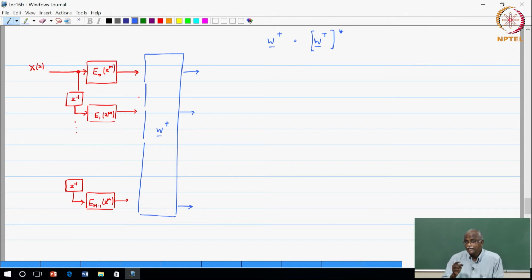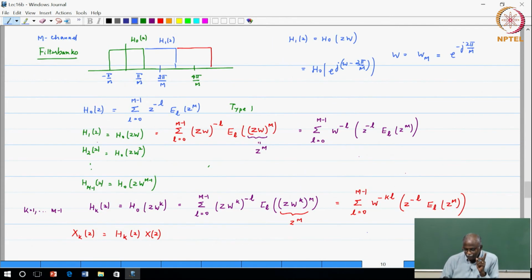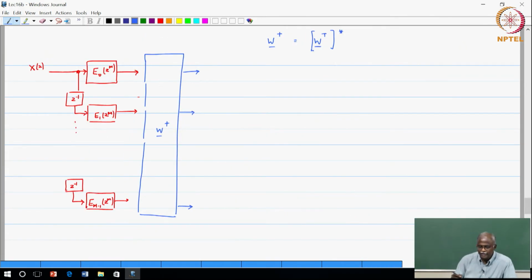Now, we also had another result I want you to keep in mind. When you have a signal which is band limited to 2 pi over m, anywhere in the 0 to 2 pi range, you can downsample by a factor of m without aliasing. So, which means that in the general case you can also do the following: you can downsample by m each of these branches. Each of these branches can be downsampled by a factor of m without aliasing.